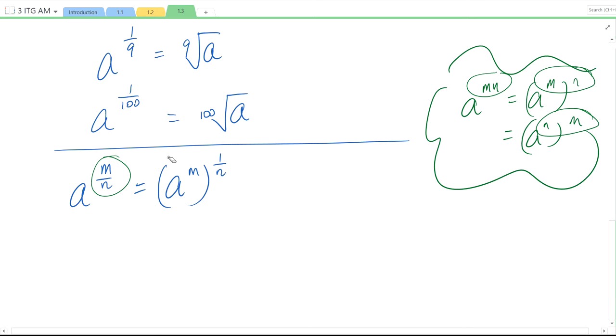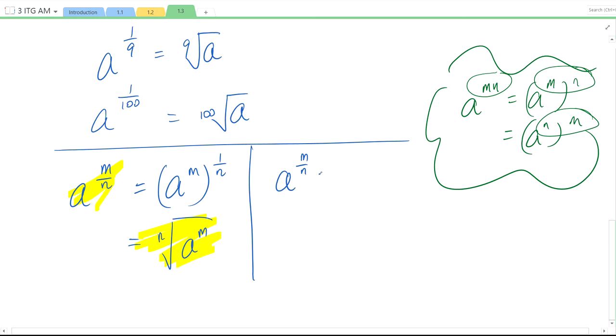So this is an example. Now we have this fractional power 1/n again, which implies that it is the nth root of a to the power m, right? This is something you need to know and be familiar with. You will be tested. Alternatively, we can also say that a to the power m over n equals a to the power 1/n, to the power m.